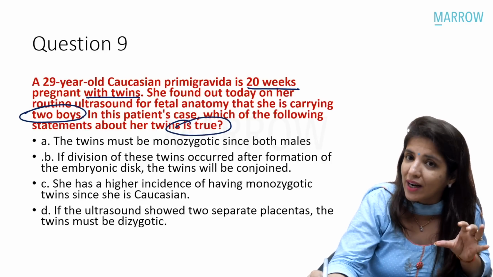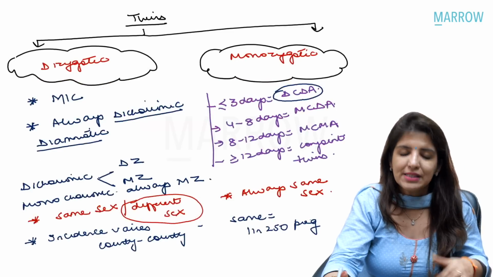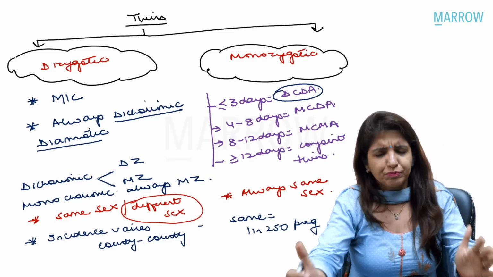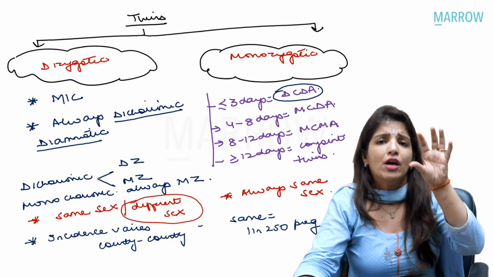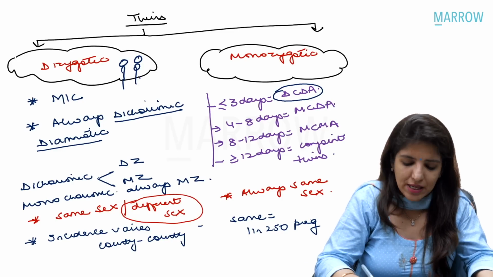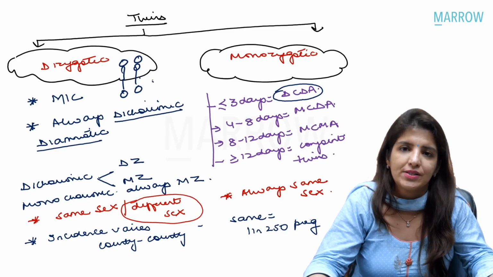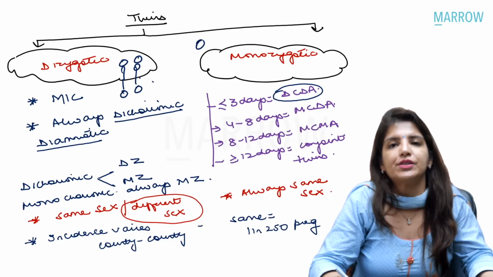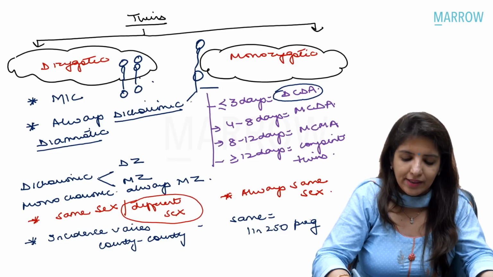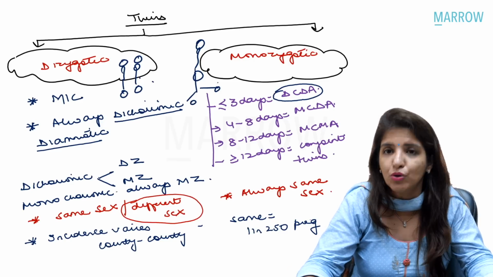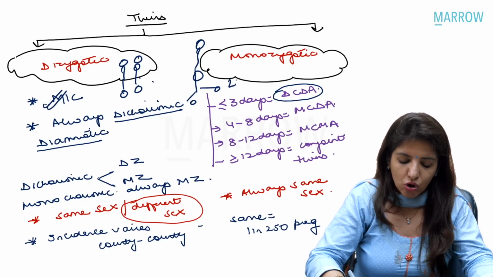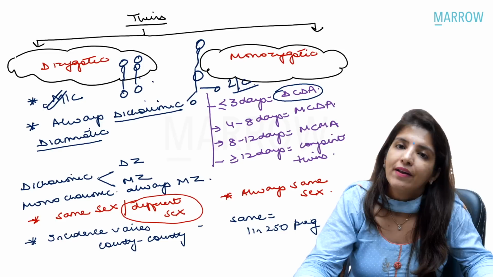So that you understand what these statements mean, let us quickly see what dizygotic twins and monozygotic twins are. All of you know if there are 2 separate ova which are fertilized by 2 separate sperms and 2 separate zygotes are formed, that is a dizygotic twin. And if there is a single ovum which is fertilized by a single sperm and a single zygote is formed, and then that zygote divides into 2, that's monozygotic. The other very important thing is dizygotic twins are more common and monozygotic twins are less common.